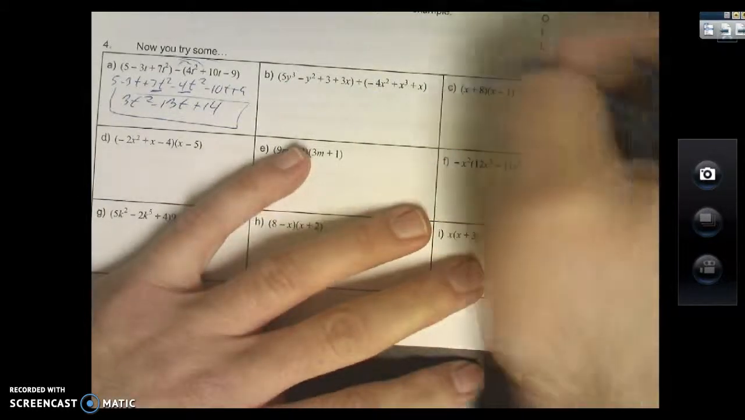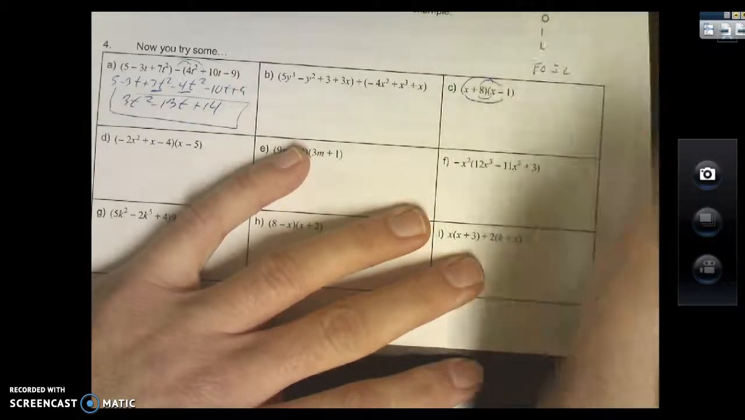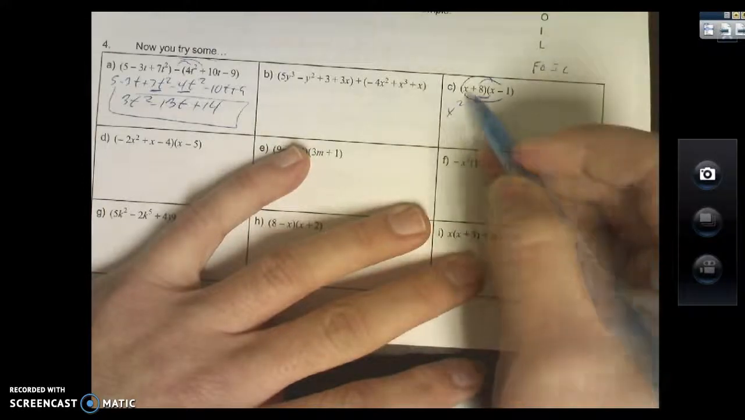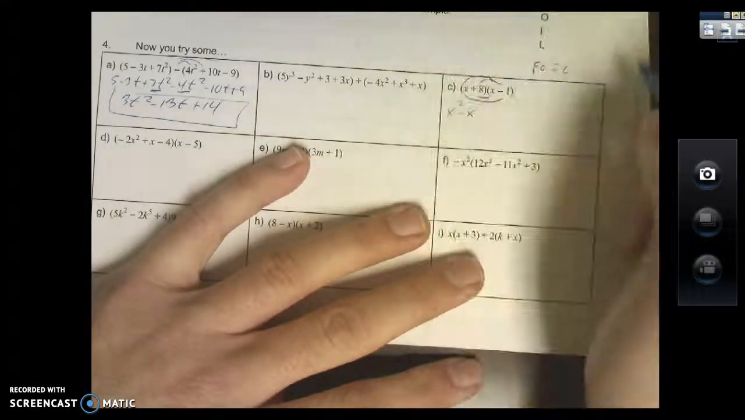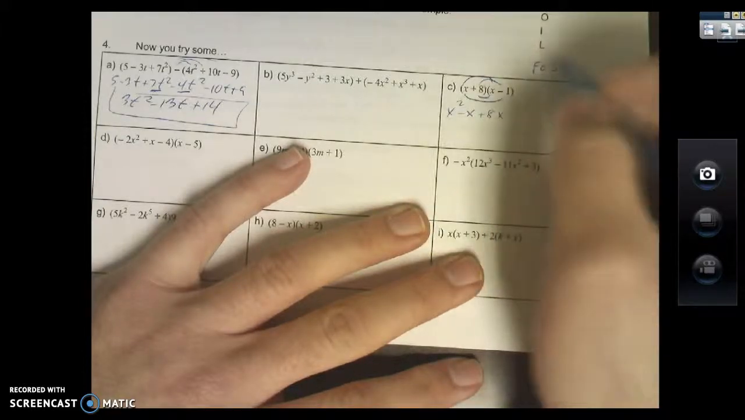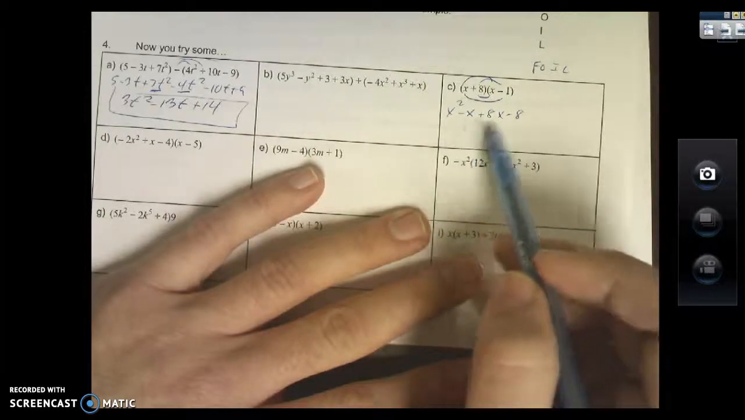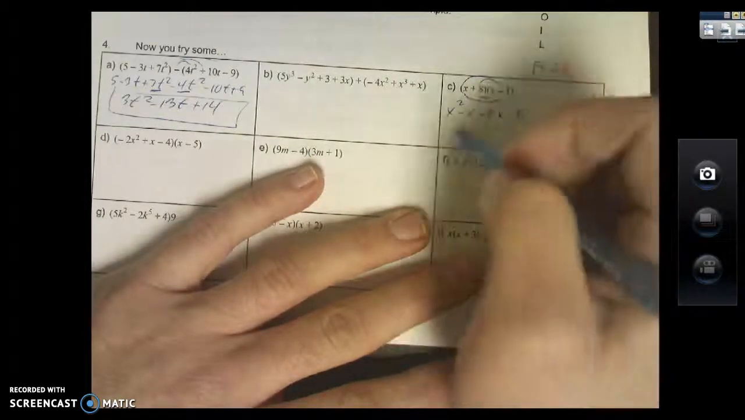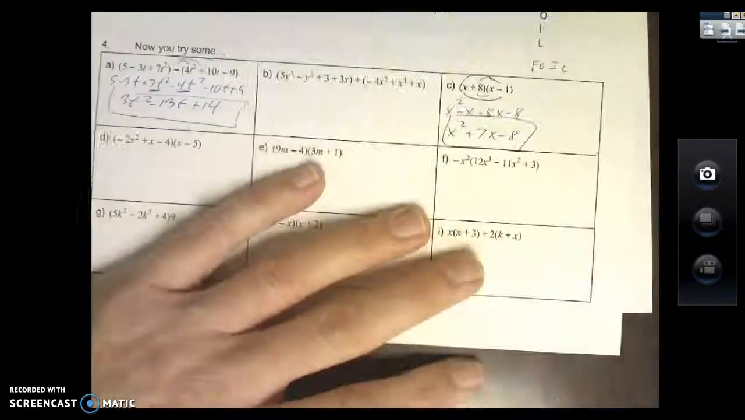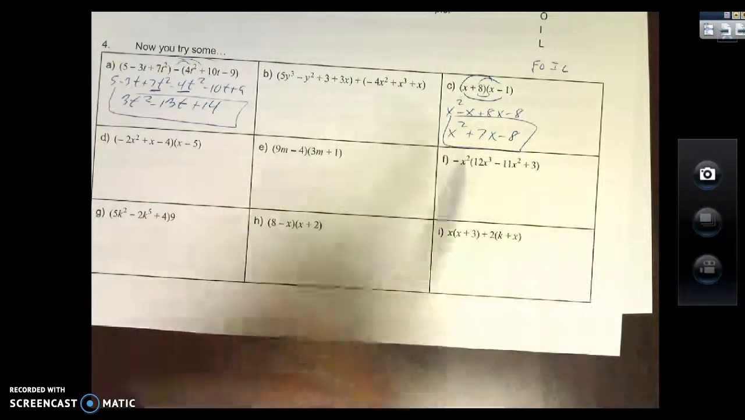Now part C, this is a FOIL problem. First, outer, inner, last. X times x is x squared. X times negative 1 is negative x. 8 times x is 8x. 8 times negative 1 is negative 8. Now when you FOIL, typically your outside and inside terms can be combined together. x squared plus 7x minus 8. And we are done. That is a trinomial. It's in standard form, from the highest exponent down to your constant.